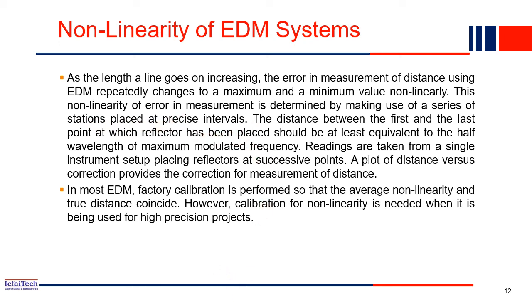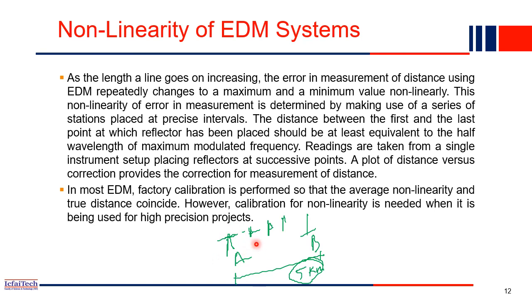So the error will increase, right? If you want to find the distance between two stations, A to B, and the distance is very high, maybe for example 5 kilometers, then the possibility of error will be more in this instrument. So you may take an intermediate point for every 1 kilometer, and measure the distances, so that will give you more accurate results. In most EDMs, factory calibration is performed.